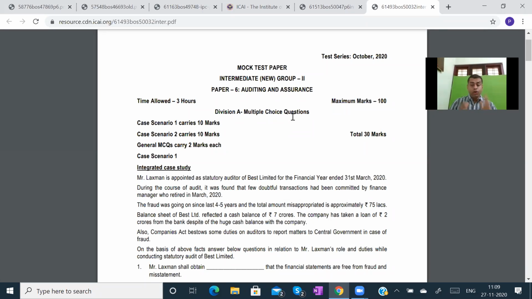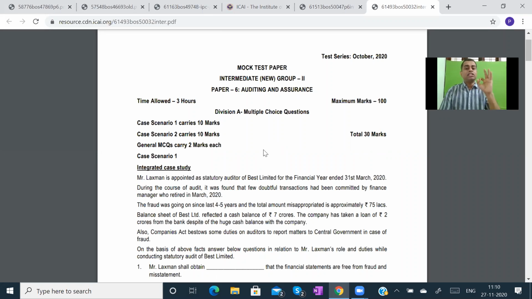For your clarity, in the auditing question paper there are two divisions, Division A and Division B. Division A is for multiple choice questions. Division B is for descriptive questions. So first we are starting with multiple choice questions, and then we'll go to descriptive questions. Multiple choice is for 30 marks. Descriptive is for 70 marks.